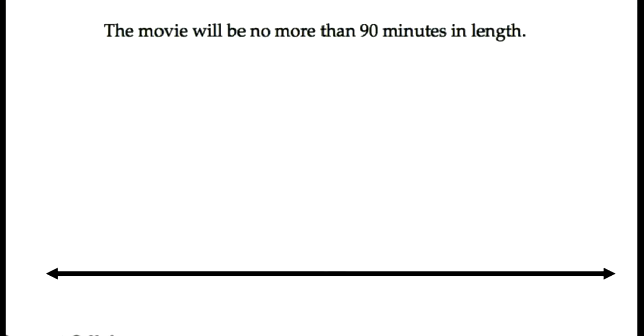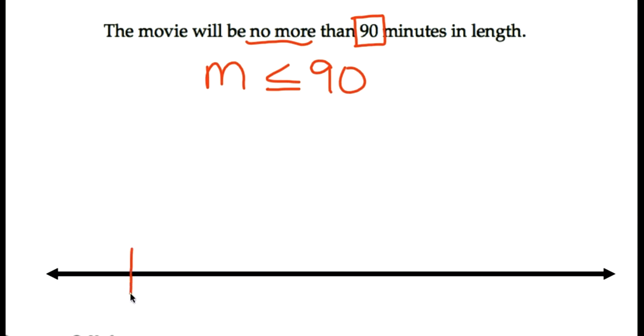The first one: the movie will be no more than 90 minutes in length. And remember, no more than is actually less than or equal to. I'm going to represent movie with M, and 90 minutes is the number I'm going to use. So I'm going to have 3 tick marks. The middle one is 90, one larger is 91, and one less is 89.